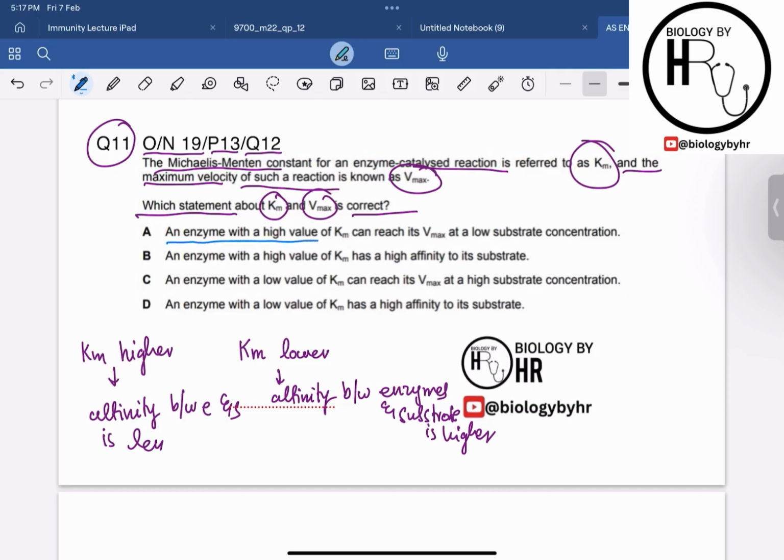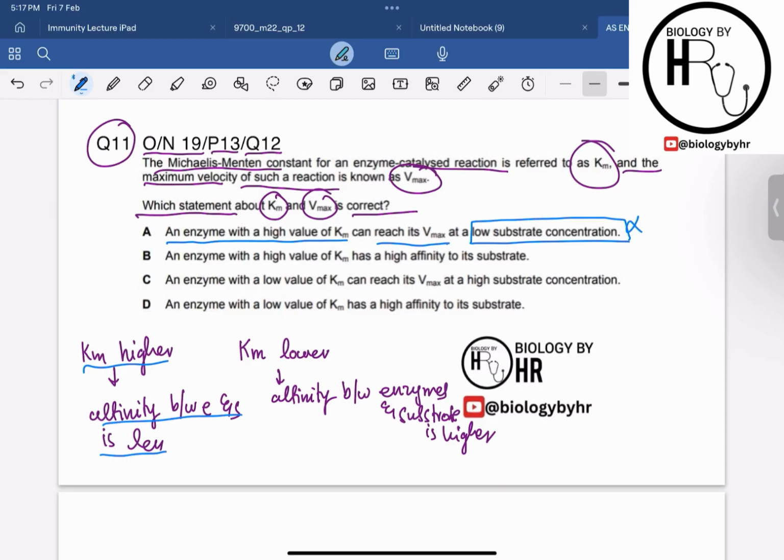An enzyme with a high value of Km can reach its Vmax at a low substrate concentration. No, it is not correct. Why? Because the affinity between the enzyme and substrate is less, which means that the substrate is less effectively binding to the enzyme. So it may need more concentration of the substrate to bind with the enzyme, right? And to reach its Vmax. So hence option A is incorrect.